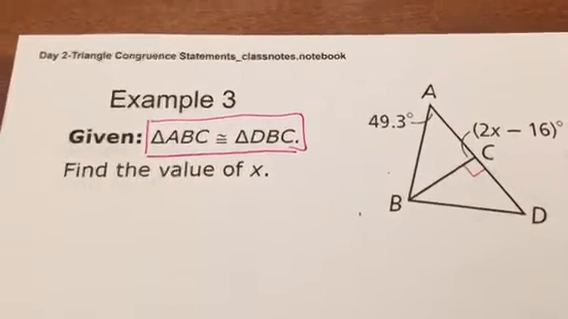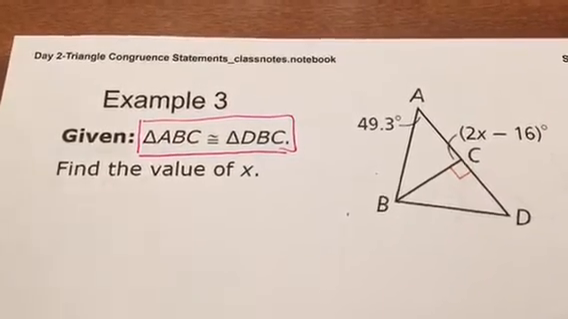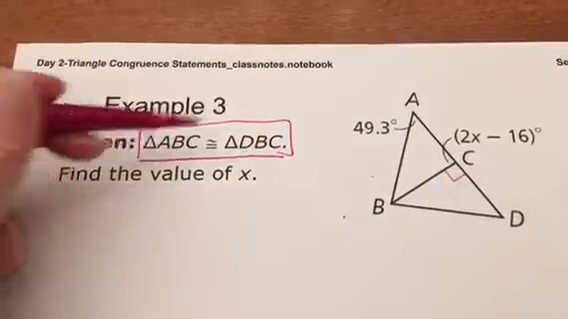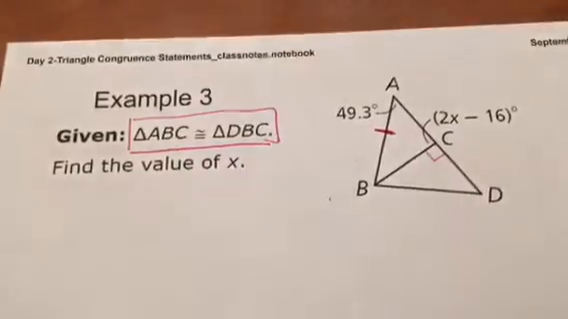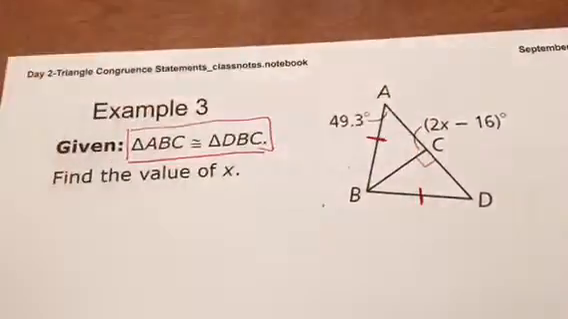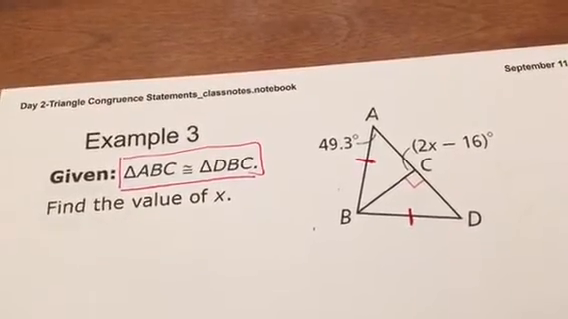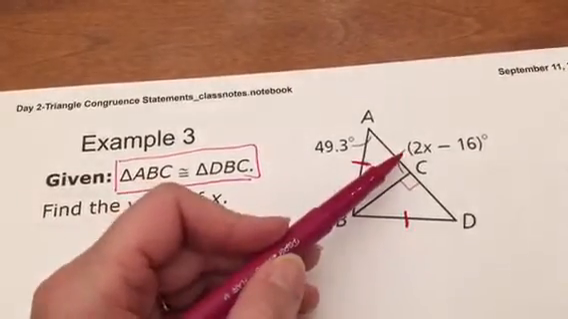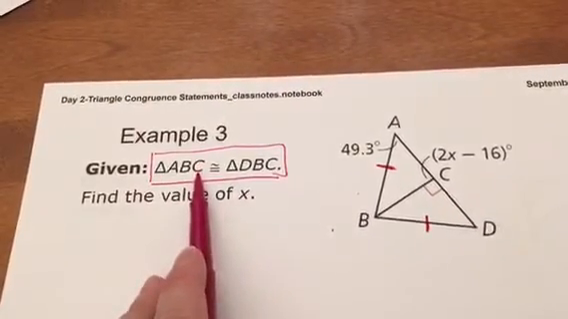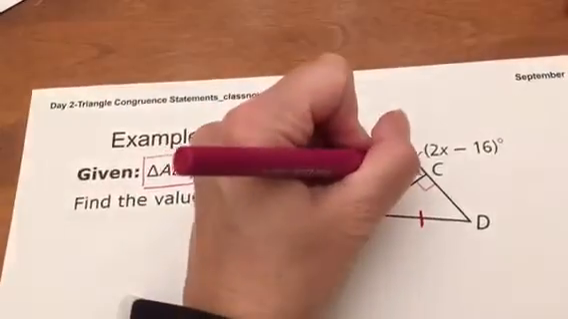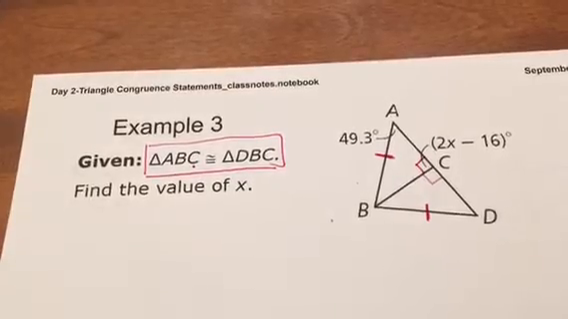So before you do anything else, what you should do is mark up your triangle with the congruent parts. So I know that side AB is congruent to DB. So I'm going to put 1 tick mark on side AB and 1 tick mark on DB, and then I know that, let's see, I'm given an angle measurement here. So I have angle C is congruent to angle C, and in fact they're both 90 degrees. And so I want to find the value of x.